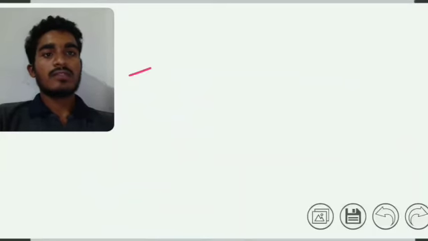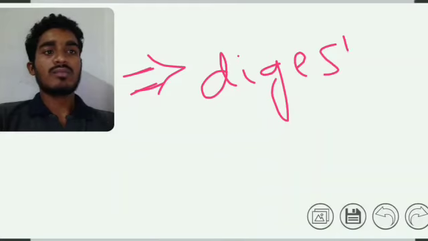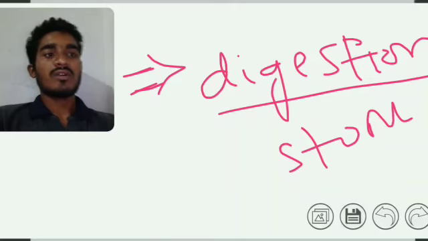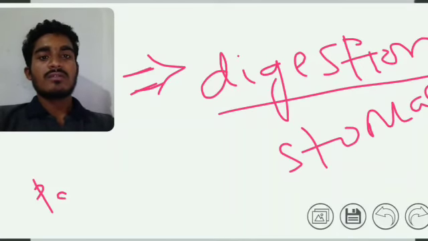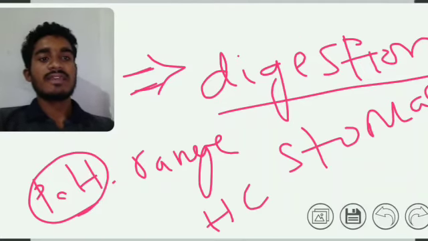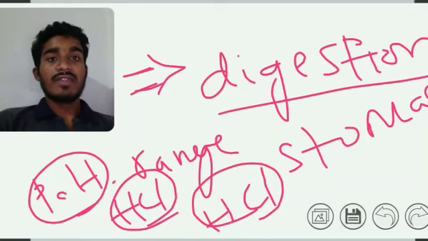Okay, now we'll see the next one, digestion in our stomach. How the food particles are digested in our stomach, we'll see with the help of the pH range. HCl is the strongest acid, at a level below 7 on the pH range. For example, when we take food in our stomach, it is digested with the help of acids, HCl, when it is active.